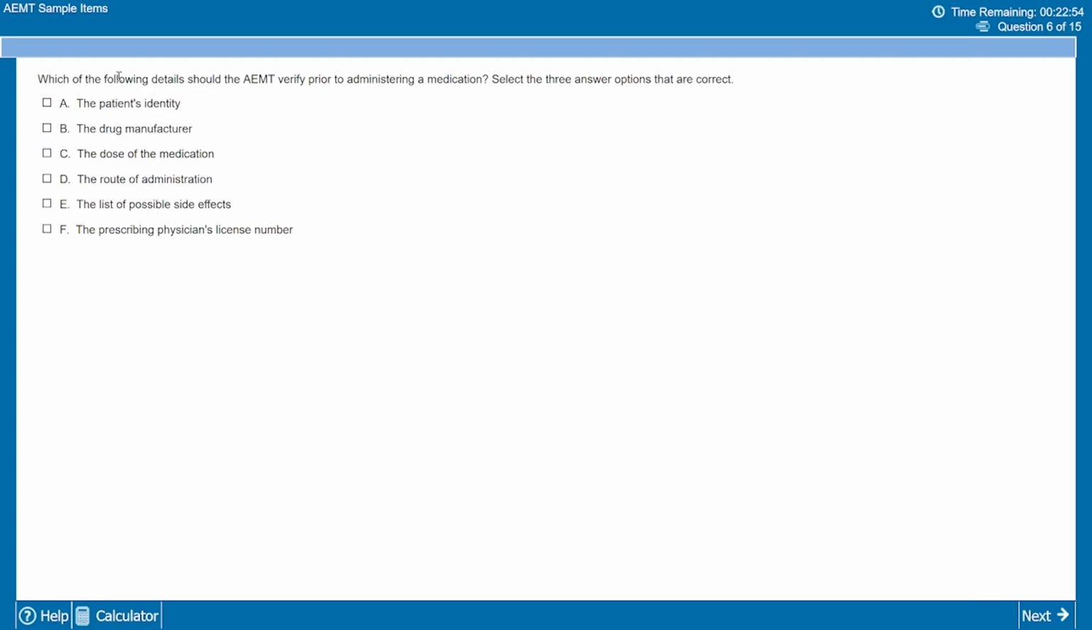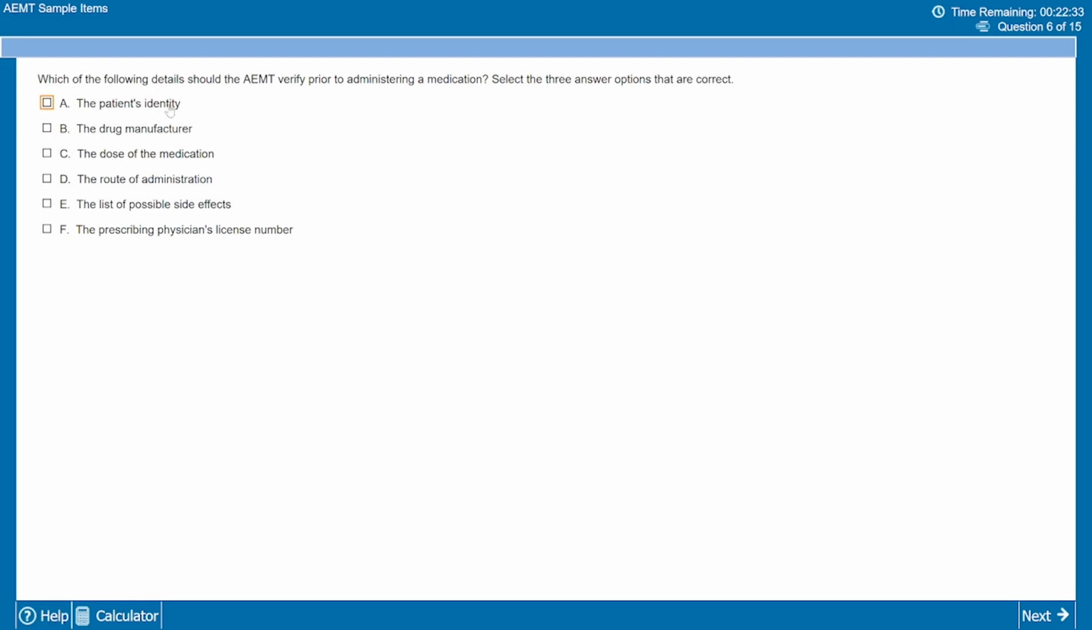Okay, so the next question: which of the following details should the AEMT verify prior to administering a medication? Select the 3 options that are correct, so please pause the video before we go any further. This is going over something like the 5 rights, and I believe they've extended the 5 rights a little bit more. But we're just going to go over this really quickly together.